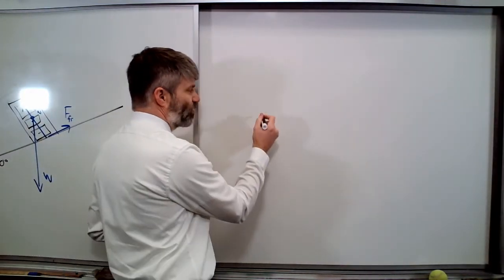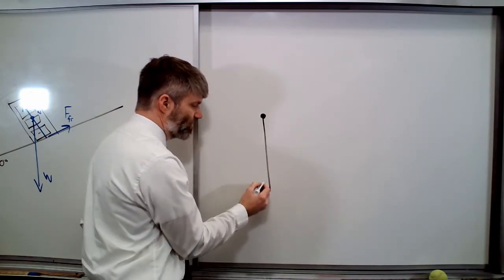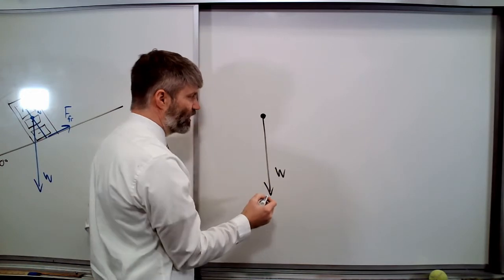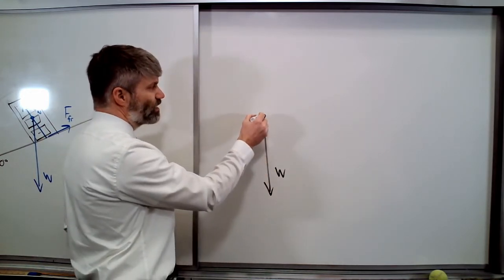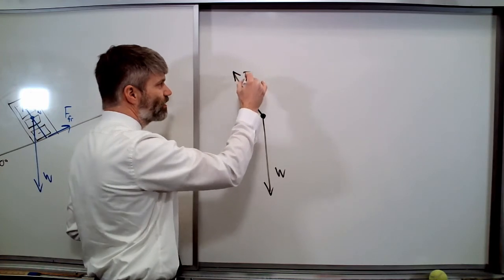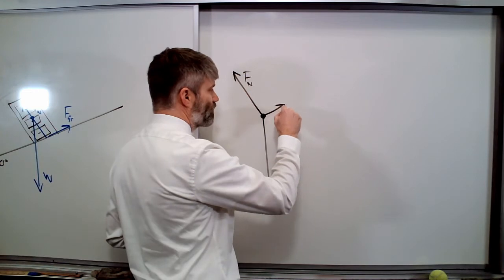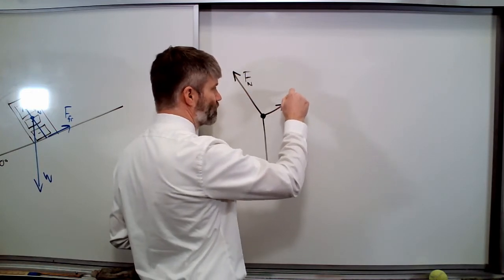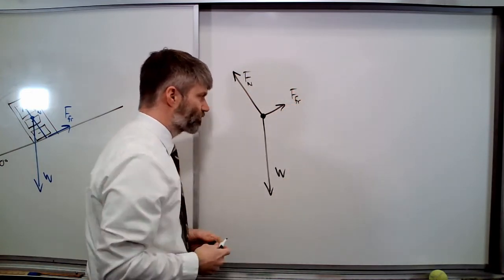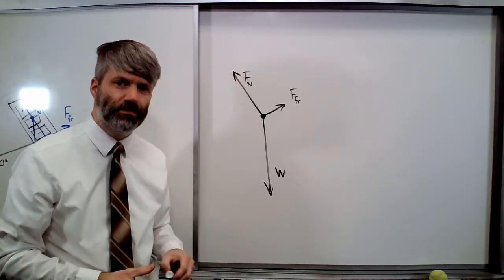where we've got our file cabinet, like so. Got the weight of that file cabinet. We know that the normal force should look something like that. And the normal force and the force of friction are perpendicular to one another. So this is what our free body diagram should look like roughly.